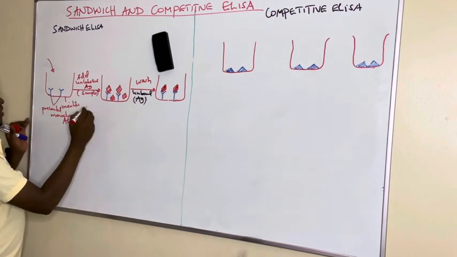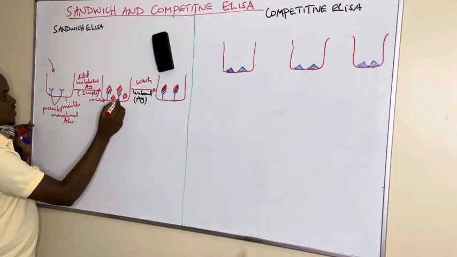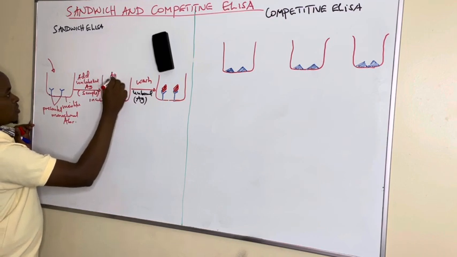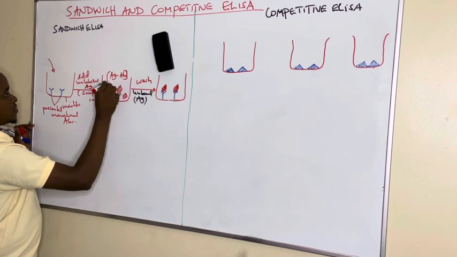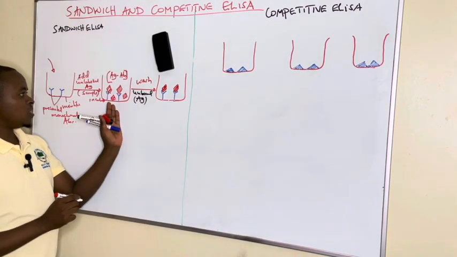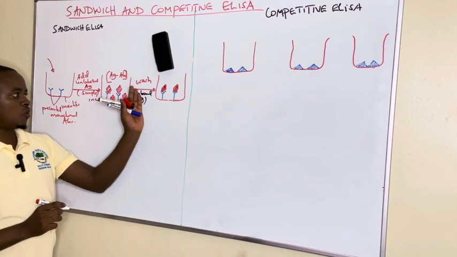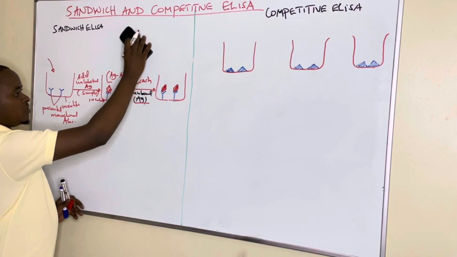Then we incubate, and during incubation they react to form what we call the antibody-antigen complex. After incubation at room temperature, we wash to remove the excess unbound antigen, remaining with only the bound.